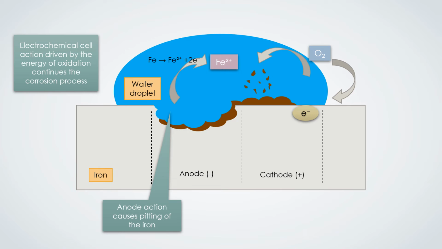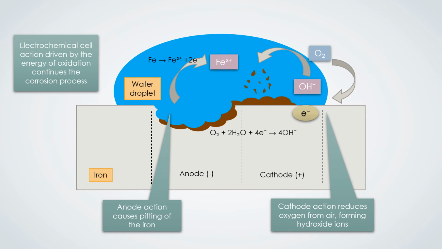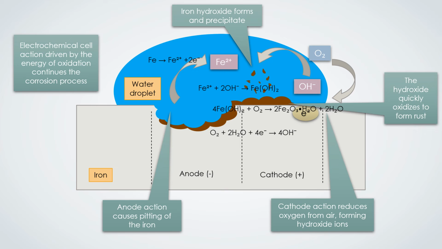Within the droplet, the hydroxide ions can move inward to react with the ferrous ions moving from the oxidation region. Iron(II) hydroxide is precipitated. Rust is then quickly produced by the oxidation of the precipitate.